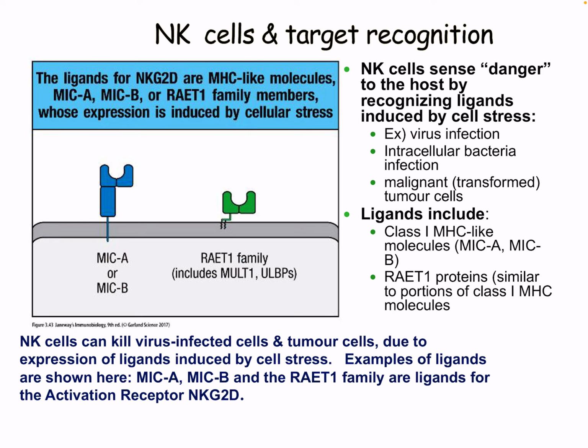So NK cells can sense this danger to the host by recognizing these ligands induced by the cell stress. This can be caused by viral infection, intracellular bacterial infection, and malignant or transformed tumor cells. These ligands include our class 1-like molecules, which were MIC-A and MIC-B, like we talked about earlier, and also RAET1, which has similar portions to the class 1 MHC. So NK cells can kill virus-infected cells and tumors due to expression of ligands induced by cell stress. Examples of these ligands are shown here: MIC-A, MIC-B, and RAET1, as we said. And the RAET family of ligands are for the activation of receptor NKG2D.